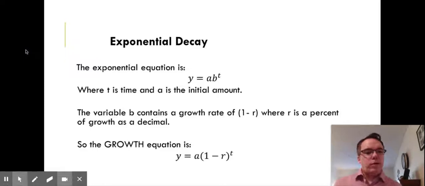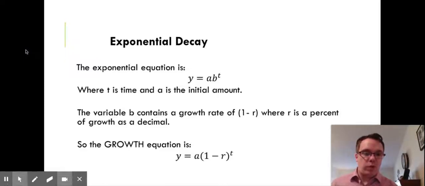All right, remember, just like there's an equation for lines, y equals mx plus b, and the equation for quadratics, which is y equals ax squared plus bx plus c, there's an equation for exponential equations, which is y equals ab to the x, or in this case, we're using t for time.